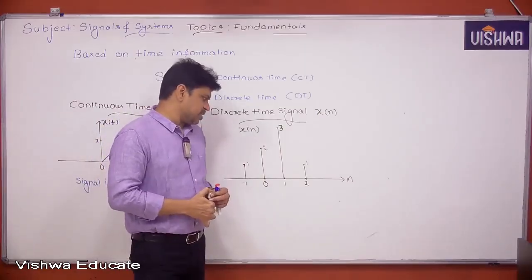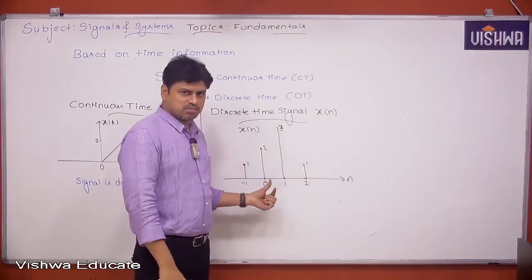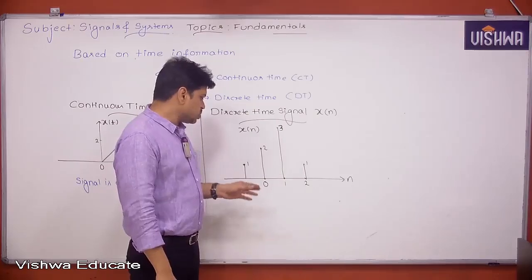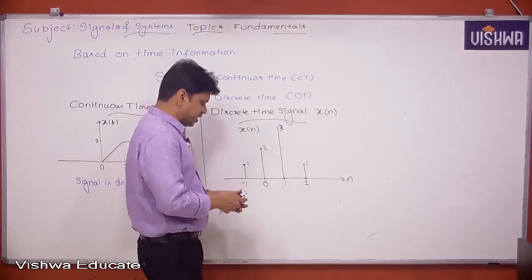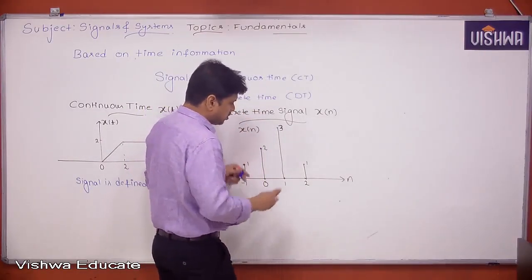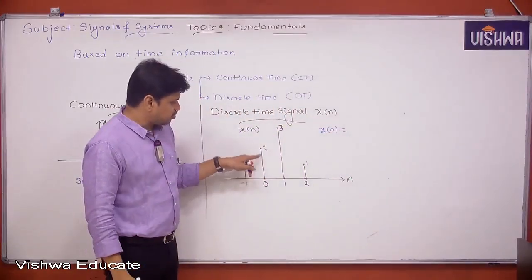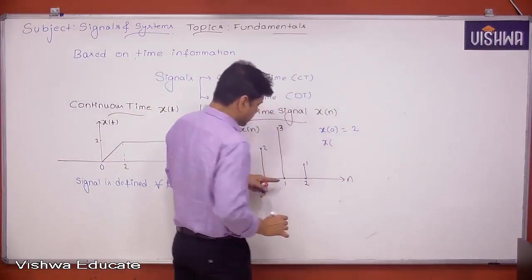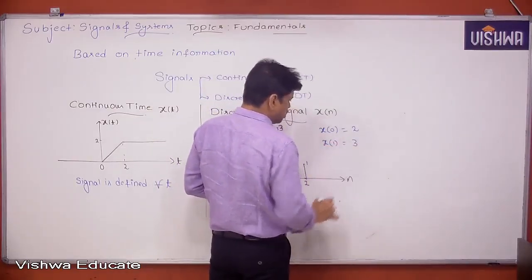What do you mean by discrete time signal, sir? The signal is defined only for particular values of n. In general, that n is nothing but an integer. In our course, n is nothing but an integer. So at integer values of n only, the signal is defined. Let's say somebody asks, can you tell me what is the value of x of 0? We can simply say the value is 2. No problem. If somebody asks what is the value of x of 1, you can say the value is 3. So everything is good.